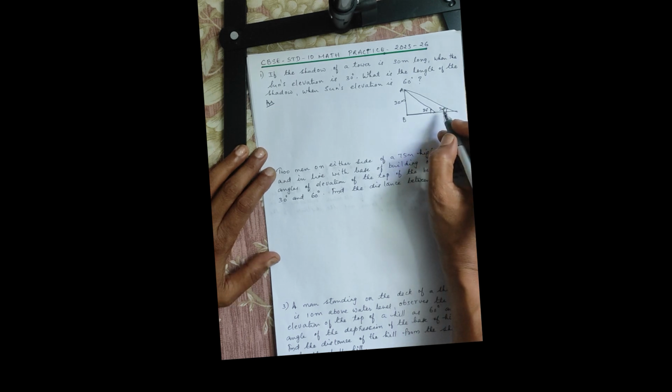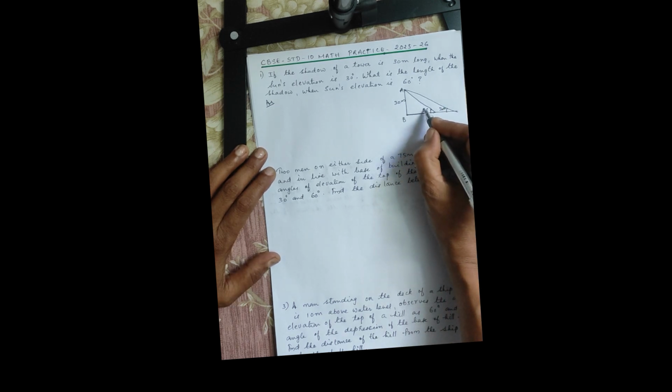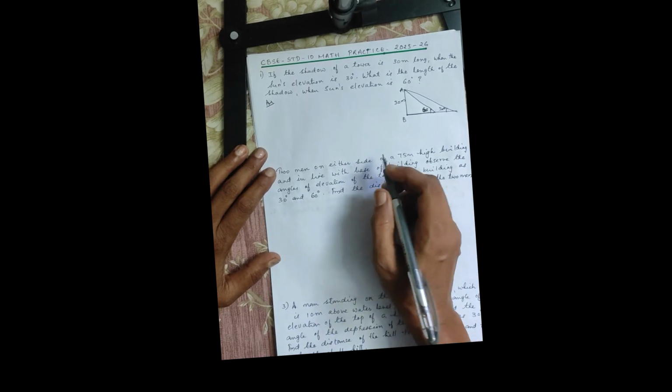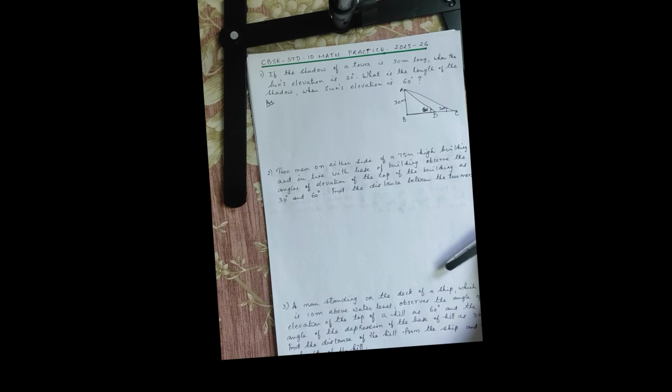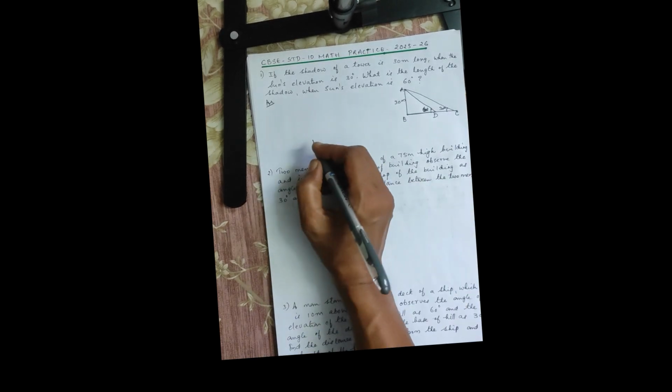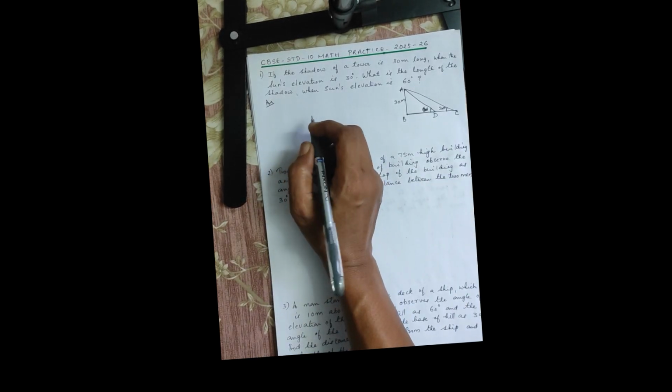What is the length of the shadow when the sun's elevation increases to 60? So this will be 60 degrees and this is 30 degrees. So we can mention the letters. BC is the shadow at 30 degree elevation and BD is the shadow at 60 degree elevation. Now AB is the tower.